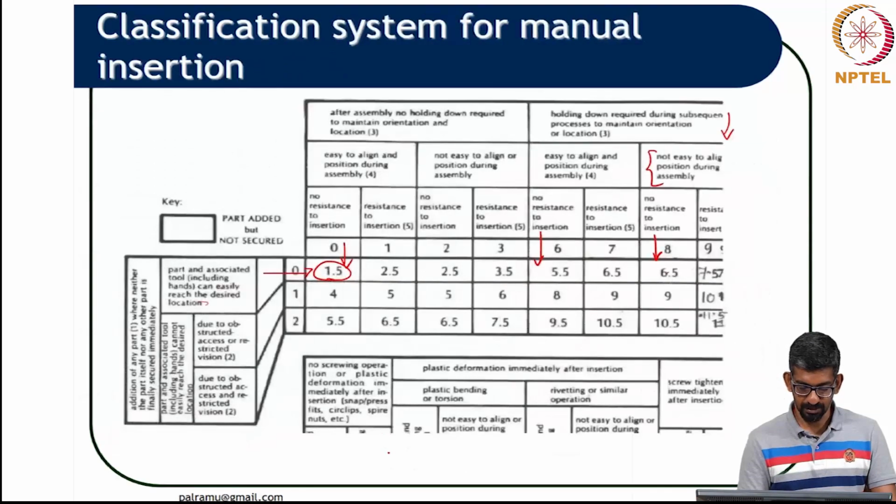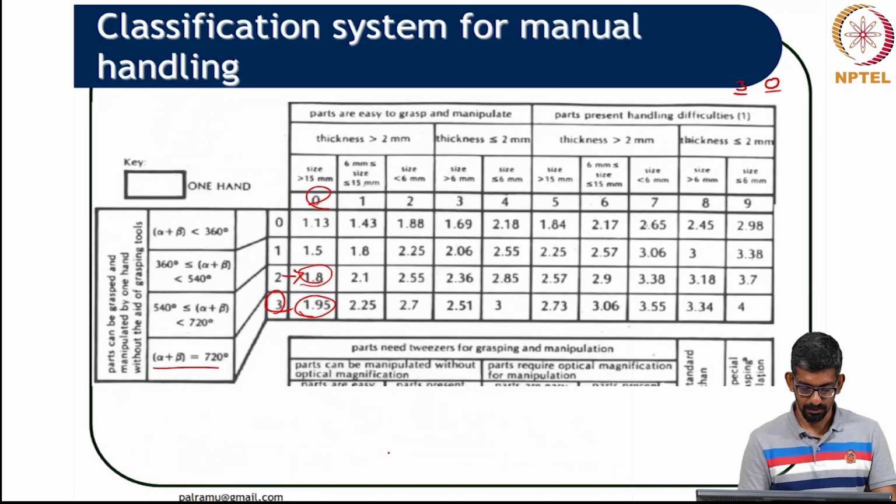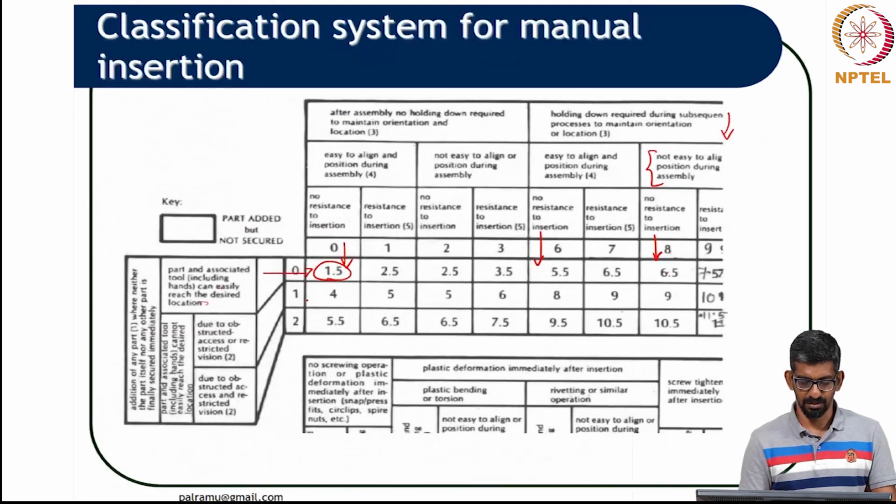So, for the metal cover, what is your alpha plus beta? It was an L shaped part. 360 plus 360, it is 720, and then it is easy to grasp and manipulate, greater than 2 mm. So, it is 3 and 0, 1.95. So, let us worry about the insertion thing.